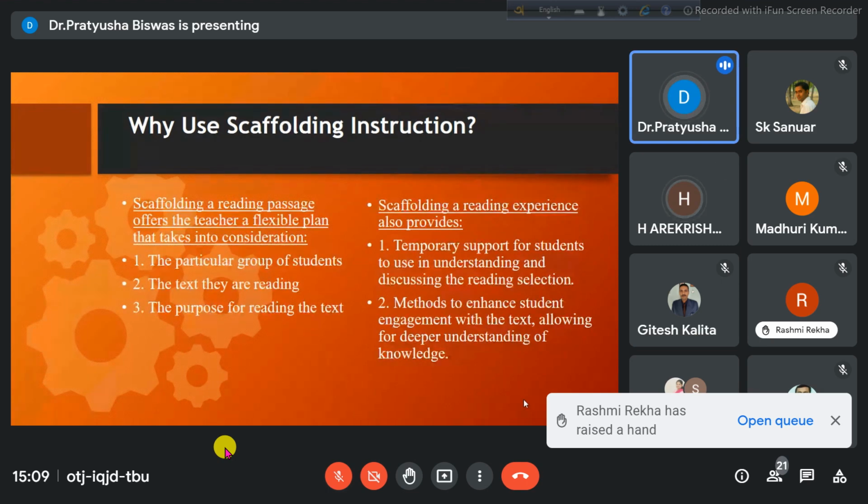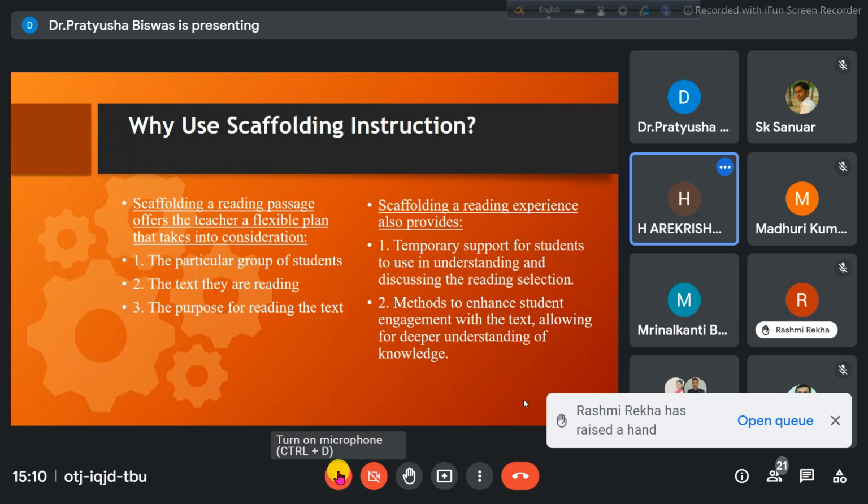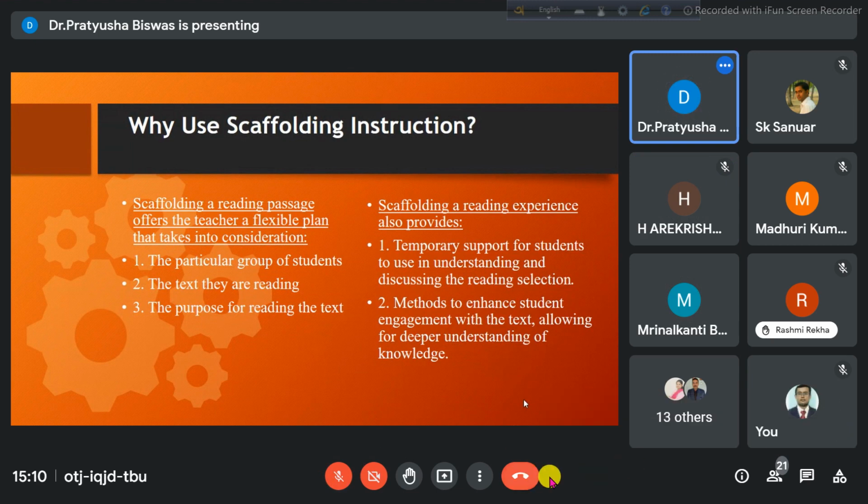You can read the PPT and take a hint and probably then share it. Is the PPT not visible? Yes, ma'am, visible. Okay. So what do you think? Rashmi Rekha ji has raised her hand.